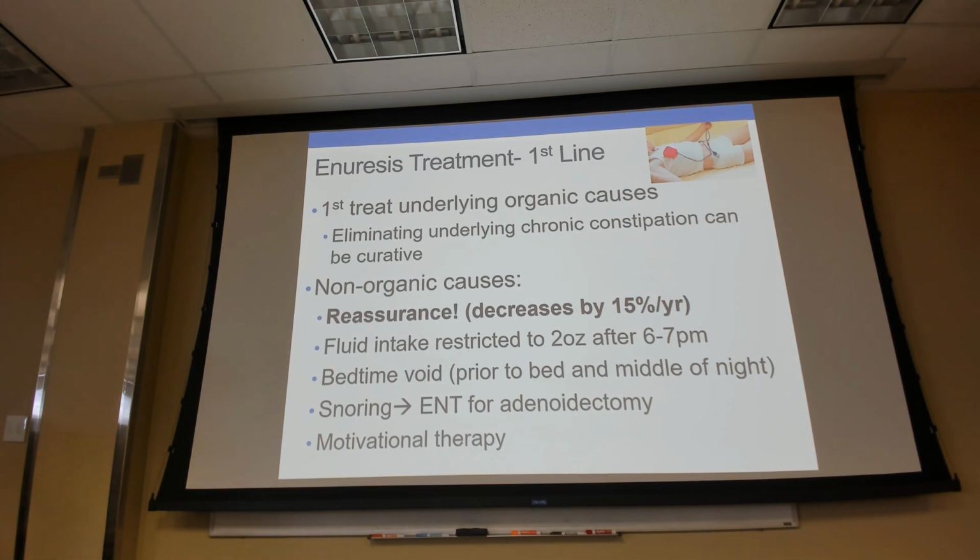But like 9 or 10, that's when they start. Let's look at this. Certainly, if they're snoring, ENT, let's remove some of those tonsils, make it a little easier for them, and restricting fluid.